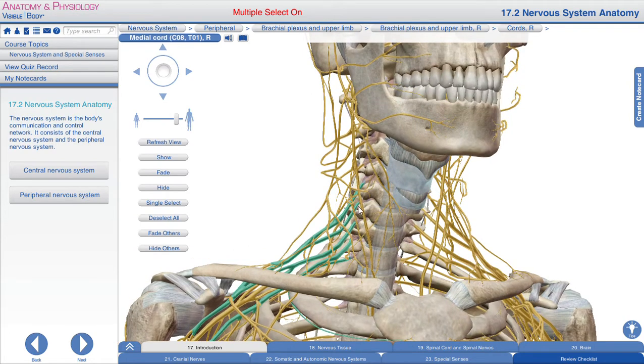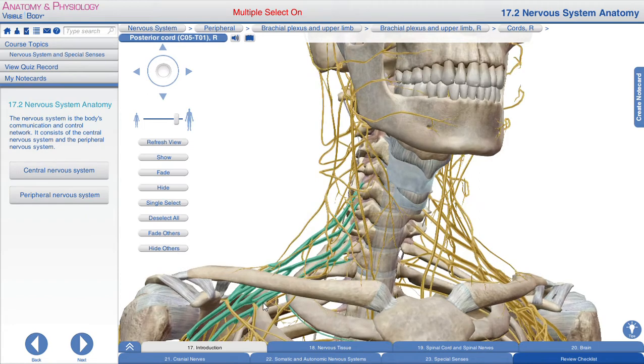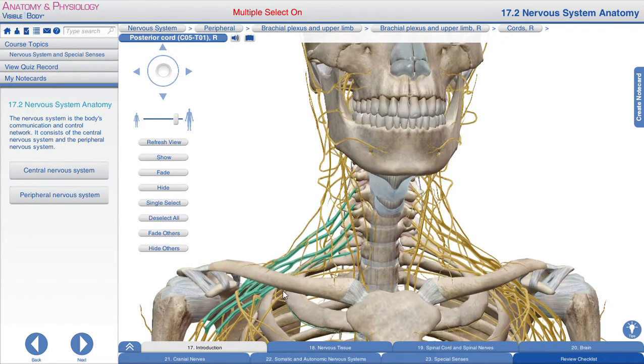Now the posterior divisions of all three trunks, superior, middle and inferior, unite together to form the posterior cord, which is responsible for supplying the extensor compartment. So this is the simple concept of the brachial plexus.